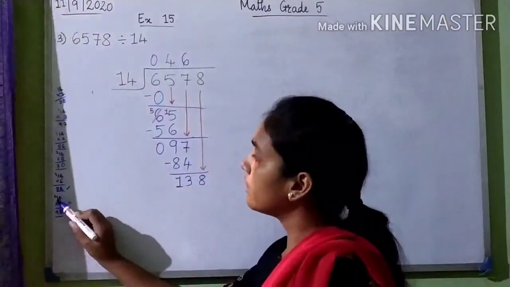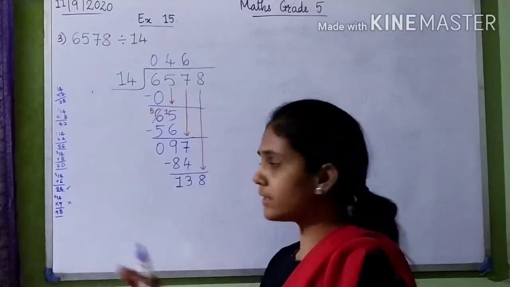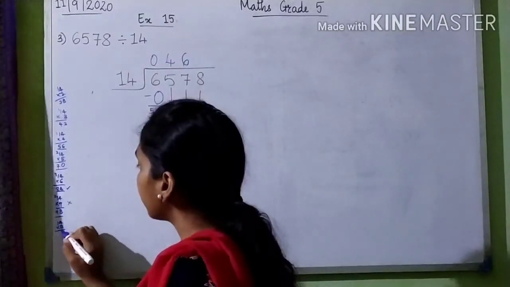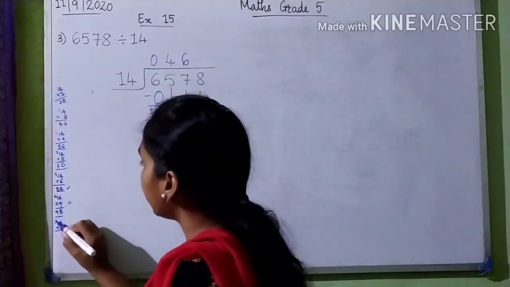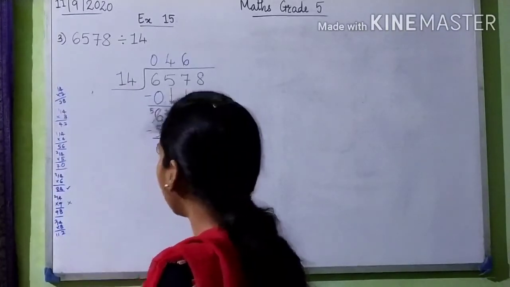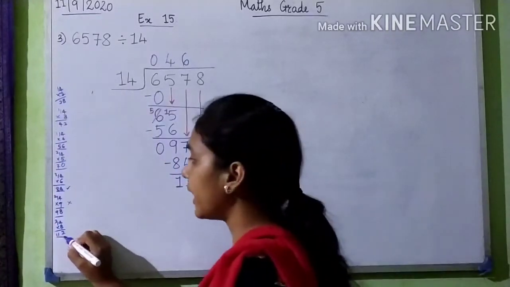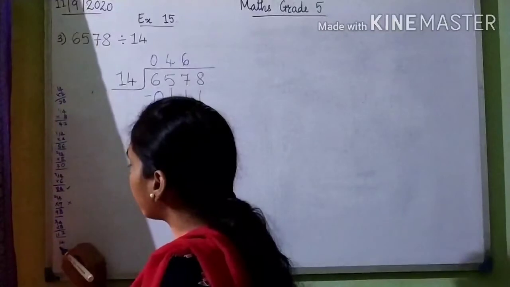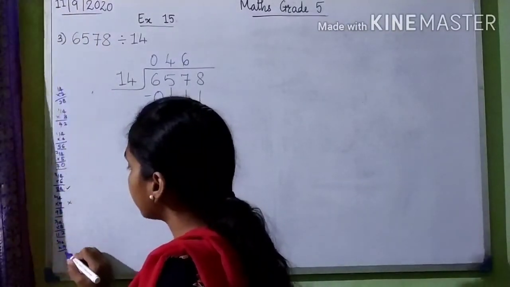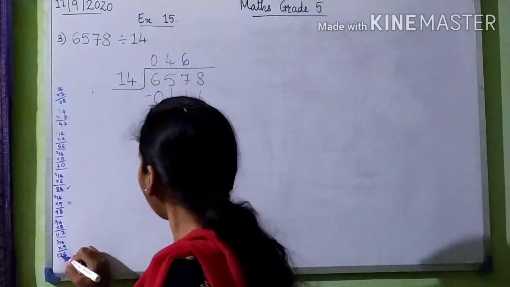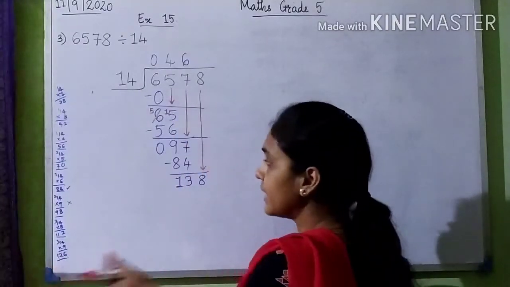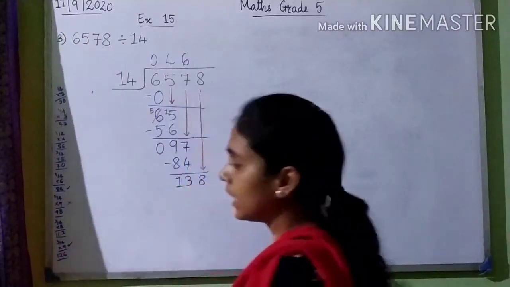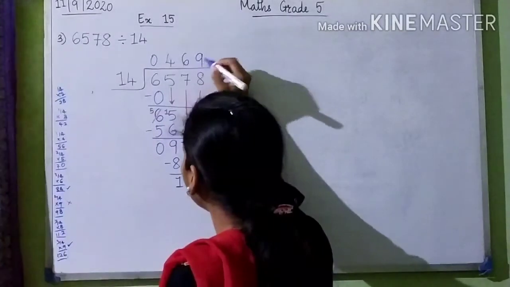Now we have done 14 multiplied by 7. Up till 7 we have done the multiplication. Now let's check what is 14 into 8. 8 4s are 32, 8, 9, 10, 11, so we get 112. 14 into 8 is 112. Now let's check for 14 into 9 also. 9 4s are 36, 9, 10, 11, 12. So 126. Now 126 is nearly equal to 138. So I write 14 into 9 is 126.